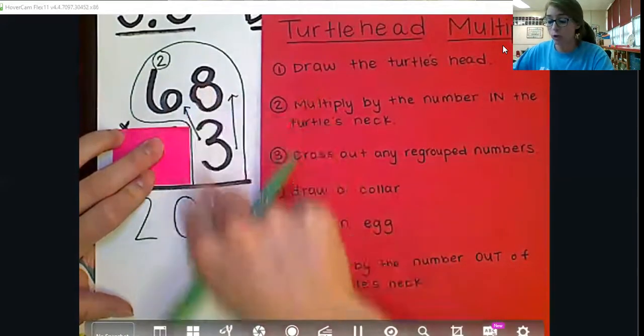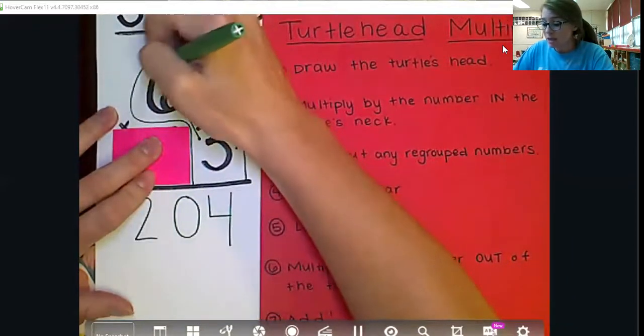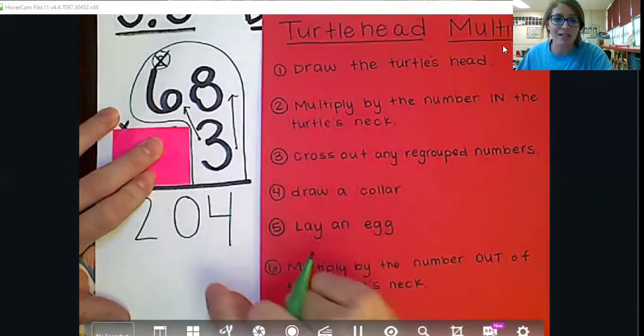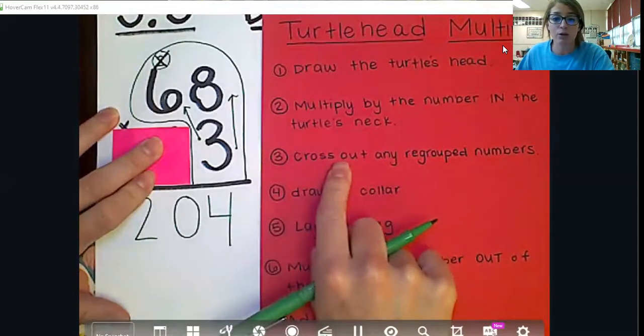Okay, now step 3, I'm going to cross out any of my regrouped numbers. So if I had to regroup, I'm going to cross those numbers out. This helps me just in case I have to regroup more numbers and I don't get mixed up with which ones I need to add when, okay? So I've crossed out any regrouped numbers.